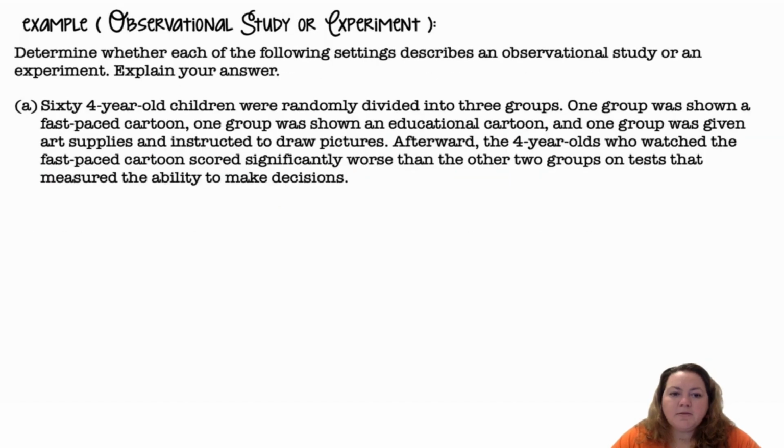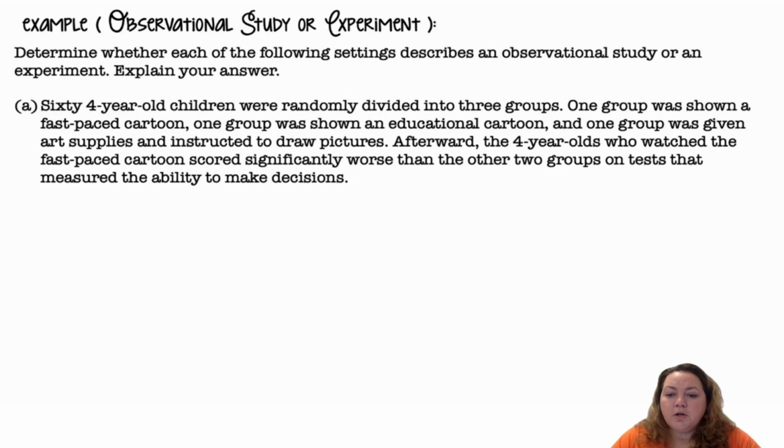All right, an observational study or an experiment. Determine whether each of the following settings describes an observational study or an experiment. Explain your answer. 60 four-year-old children were randomly divided into three groups. One group was shown a fast-paced cartoon, one group was shown an educational cartoon, and one group was given art supplies and instructed to draw pictures.